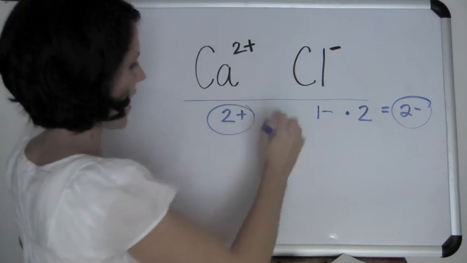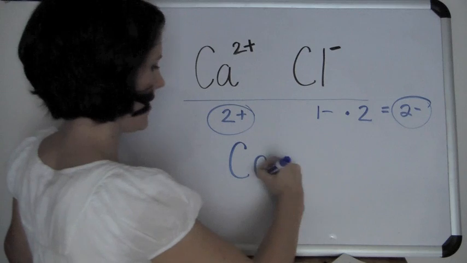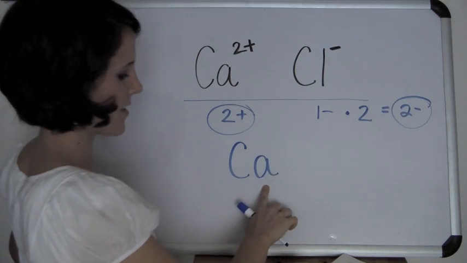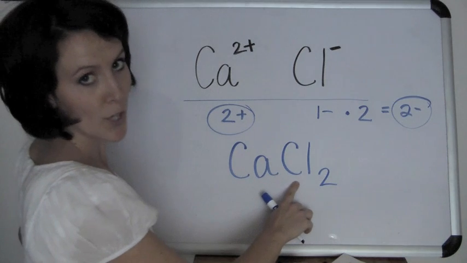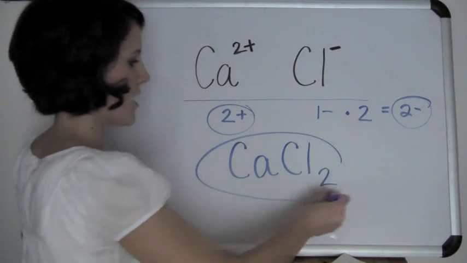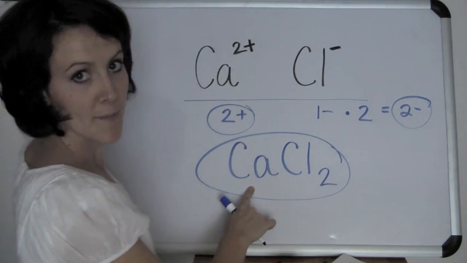So in this case, I know that I have 1 calcium and I have 2 chloride ions. This right here is the ionic formula, CaCl2.